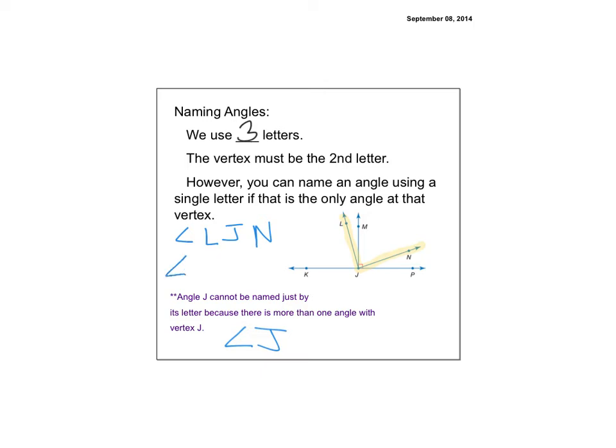Now, I could have written this as NJL as well. Okay, so I could have gone in this order. The most important thing, again, is that J is the middle letter. That's the vertex. So we use these names like a road map. It allows us to track where we're going to see which angle we're talking about. So if I had angle LJN, I'd start at L, go to J, go to N. That would tell me this is the angle I was talking about.